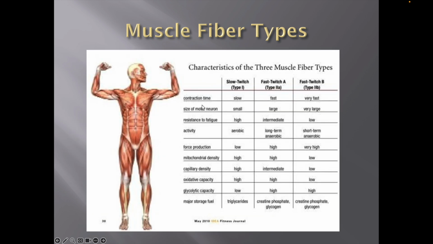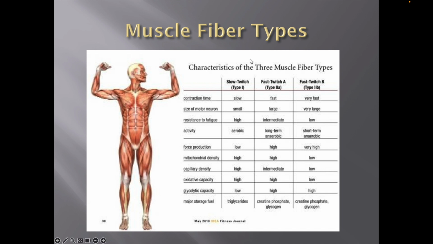So we've got several different characteristics here in this chart on the left side. And on the top there, we've got slow twitch, type 1, fast twitch A, or type 2A, and fast twitch B, type 2B, or type 2X. So let's look at the difference between these different muscle fiber types. First, let's look at contraction time. So how long does it take for that muscle to contract?